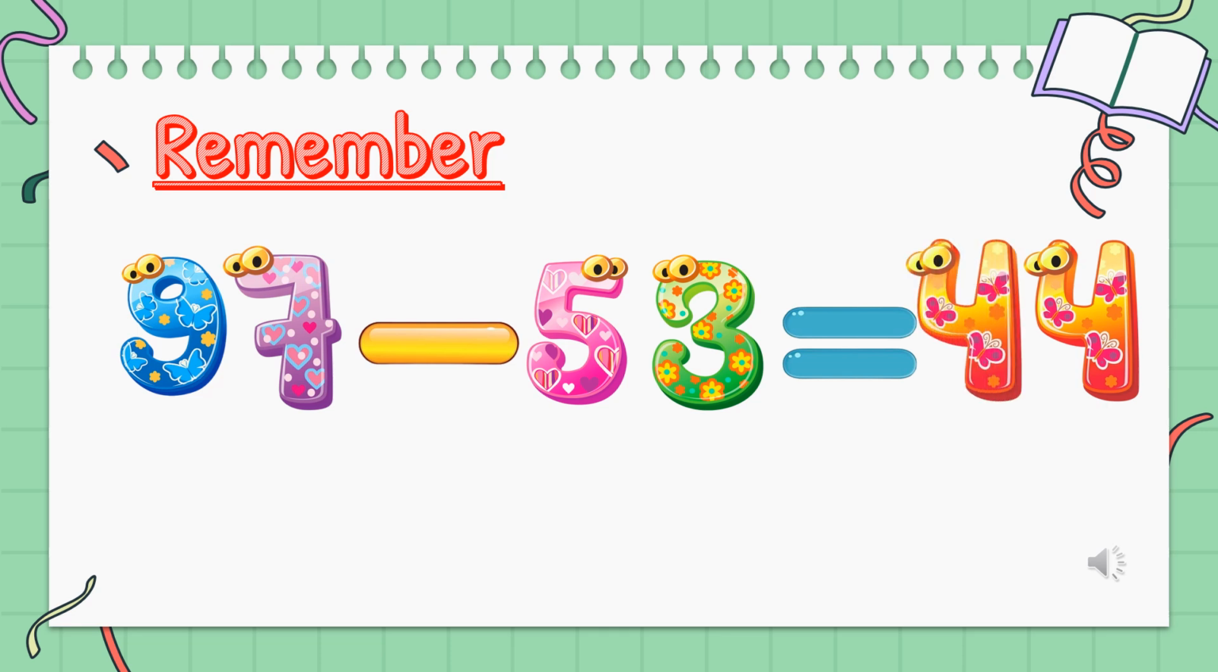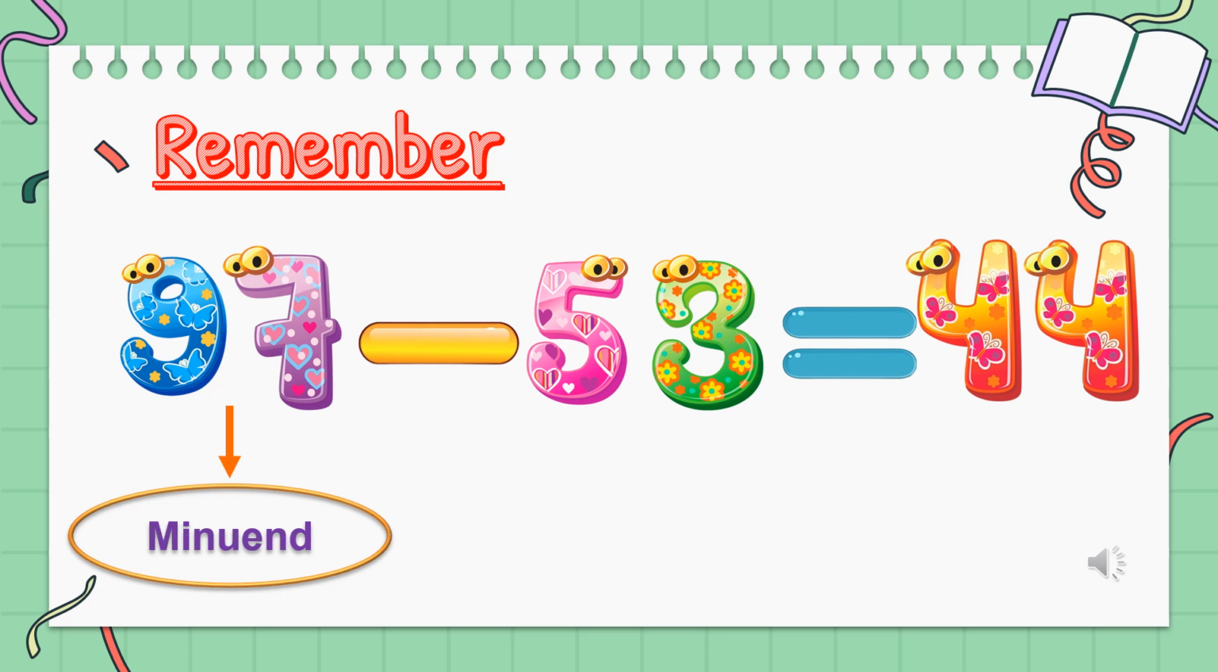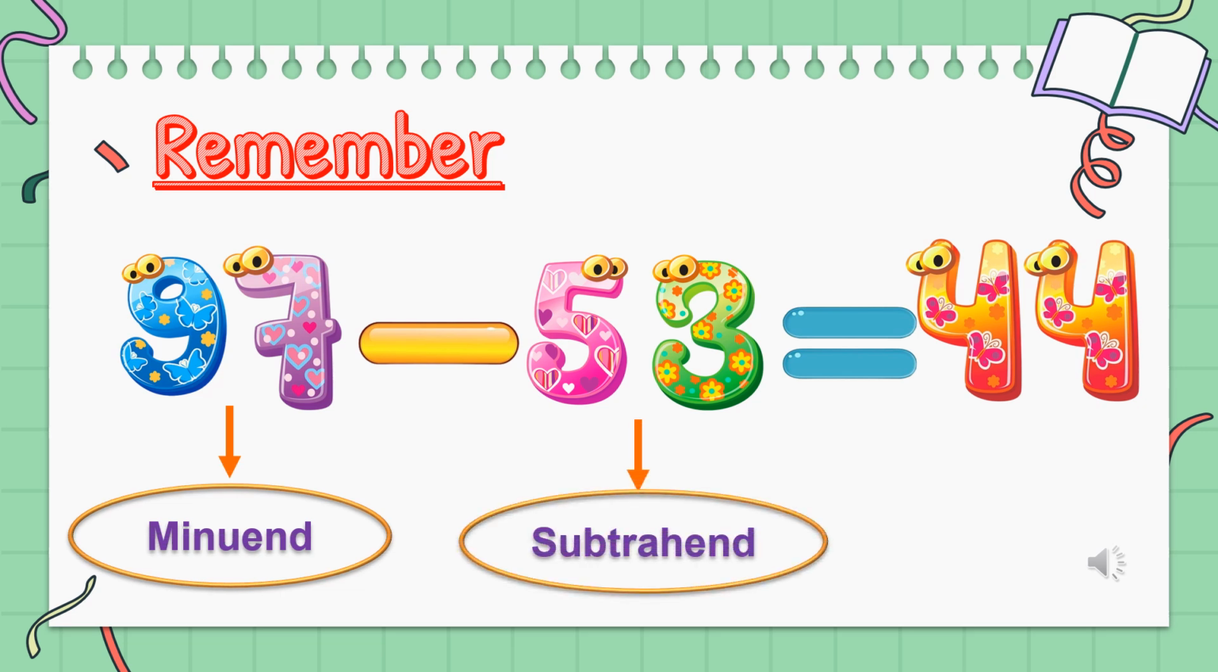I need to know the name of each position for the number. So 97, in first, it's called what? Minuend. 53, in the second, is called subtrahend, and the answer is called difference. Minuend, subtrahend, difference.